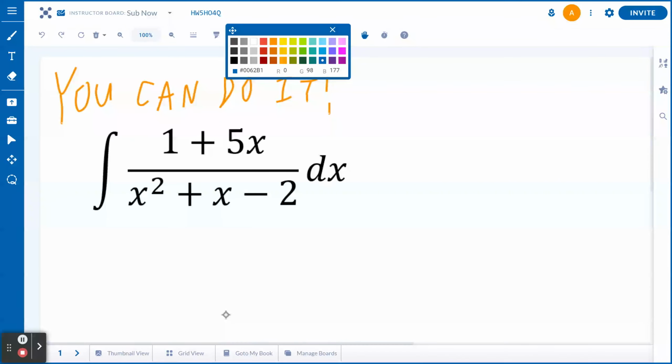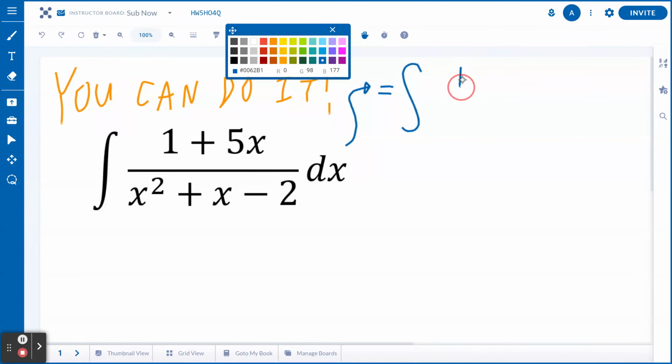Hi everyone. Let's take a look at the following example. Find the antiderivative of (1 + 5x) divided by (x² + x − 2) with respect to x. Step number 1. What you want to think about is this concept called a partial fraction.